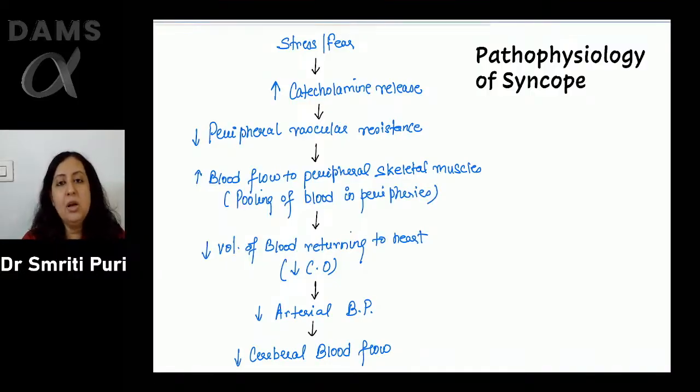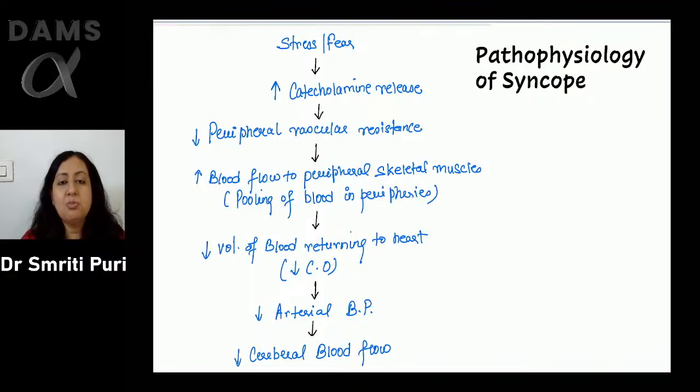Peripheral vascular resistance will decrease. Now when peripheral vascular resistance decreases, there is increased blood flow to the peripheral skeletal muscles. Okay. So there is peripheral pooling of blood. So pooling of blood in the legs. To say it very simply, pooling of blood in the legs.